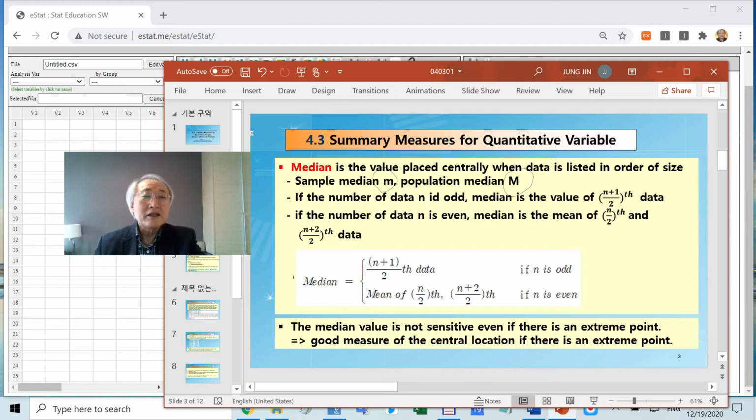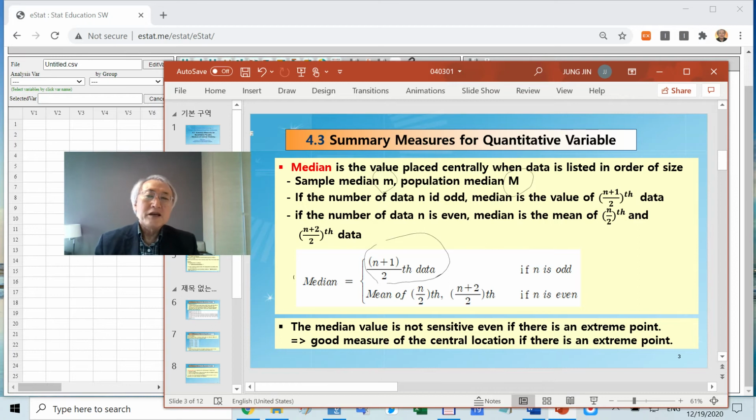Why does it look like this? Suppose you have 7 data. The middle data, when you arrange it in order, is the fourth data. How do you calculate the fourth? 7 plus 1 divided by 2. That is this formula. Okay.